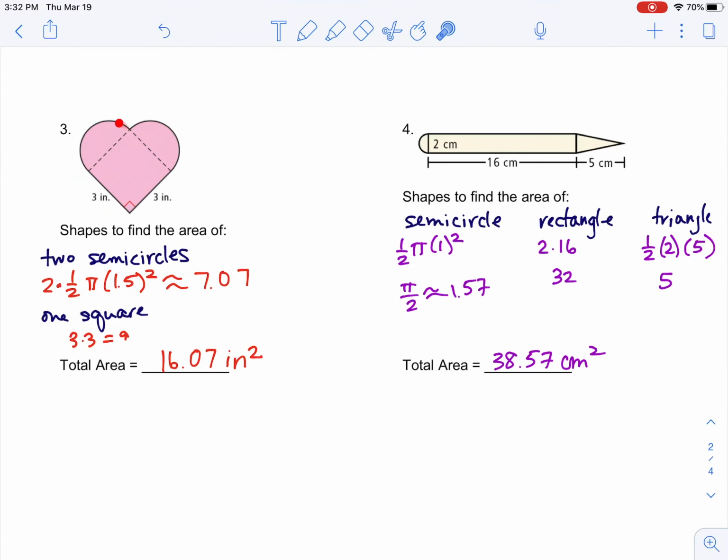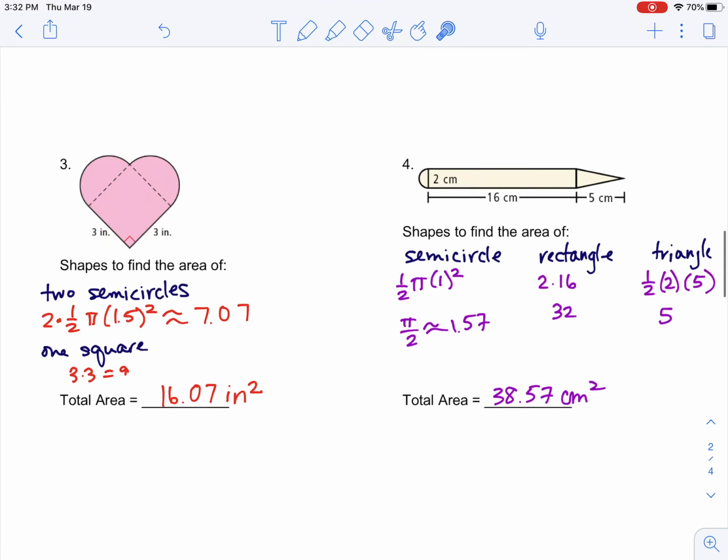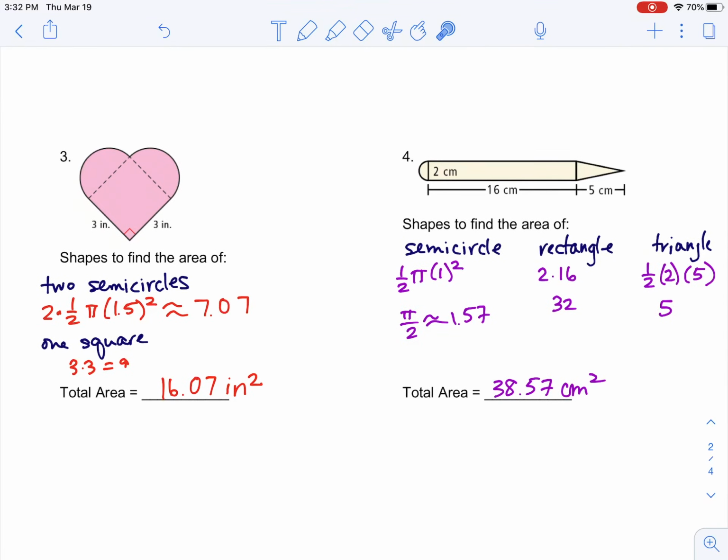For the heart, it's really a semicircle over here, semicircle over there, and then a square. So I have two semicircles, and let's see here, this would be 3, so then the radius is half of 3, that's 1.5. Well, for a semicircle, I would just take the same formula I used before, but then I want to multiply by 2 because I have two semicircles. I have one square, and I'm just going to add these two together.